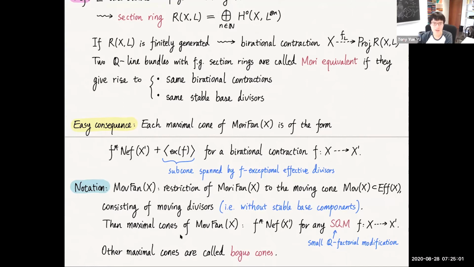So for the moving part of the Mori fan, the description is particularly easy. We only care about these small Q-factorial modifications. Other maximal cones of the Mori fan that are outside the moving part are called bogus cones. They are the cones whose part is given by exceptional divisors.